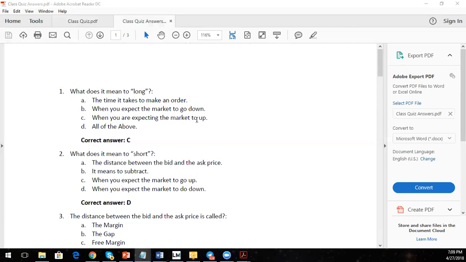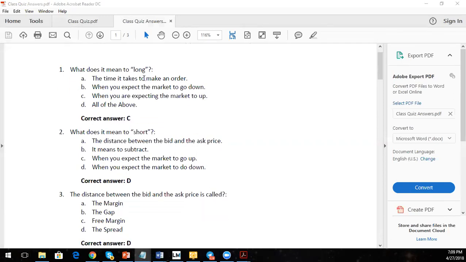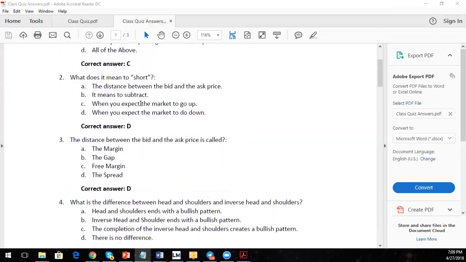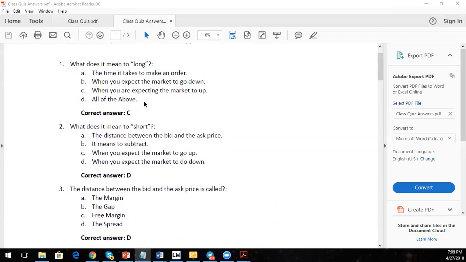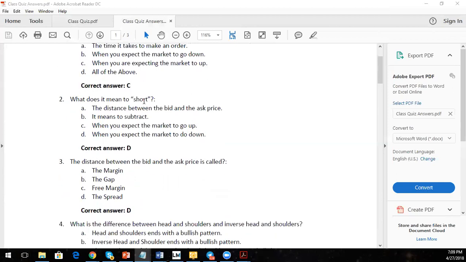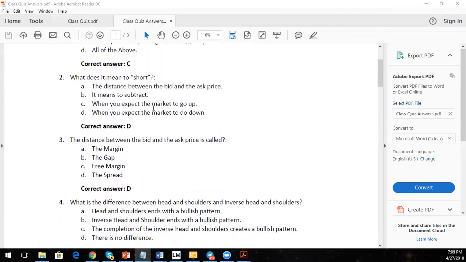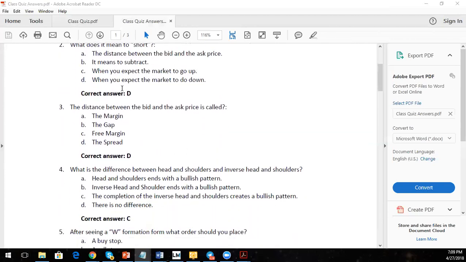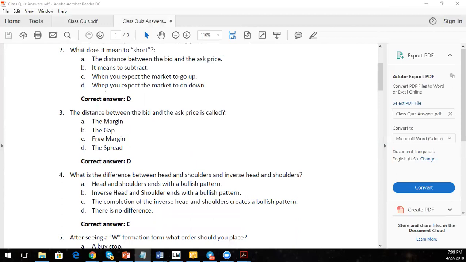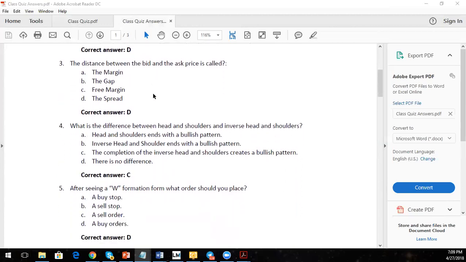Okay, so everybody got this right. What does it mean to long? For the most part, everybody got that right. When you're longing, you mean you want to take a buy. You're expecting the market to go up, right? And then long and short are just inversely of each other. So when you do a short, you're doing the opposite of a long. That means instead of buying, you're looking to sell. And when you sell, you're expecting the market to go down, right? Okay, so on to the next question.